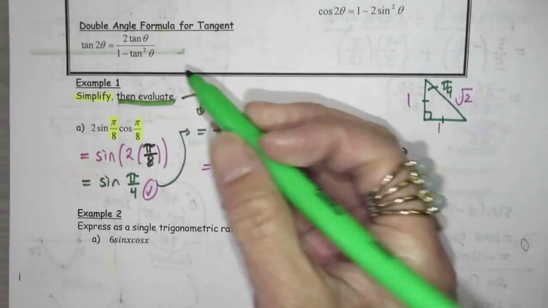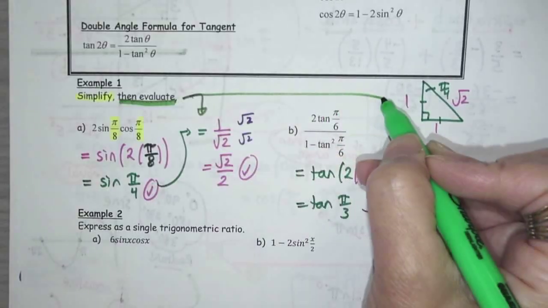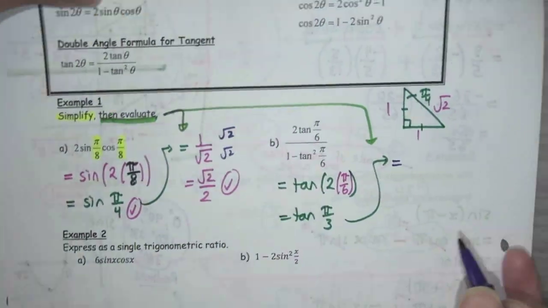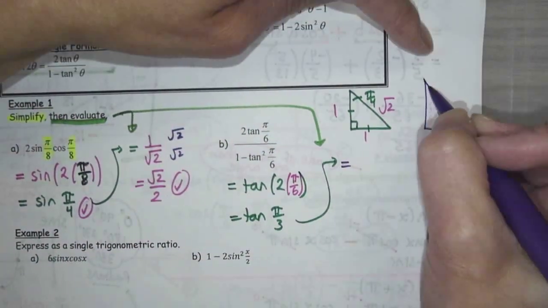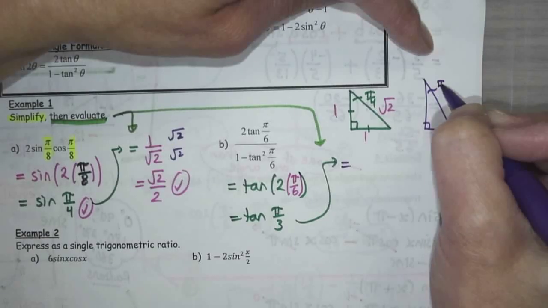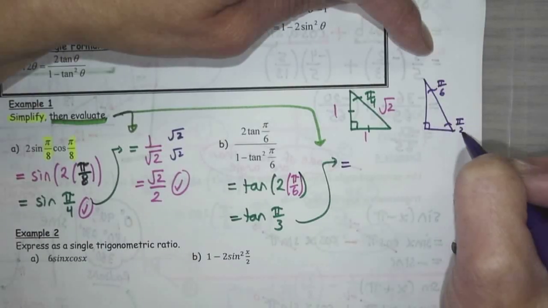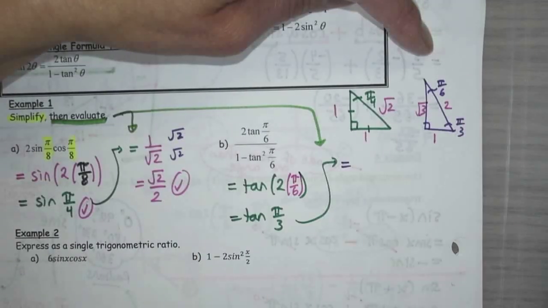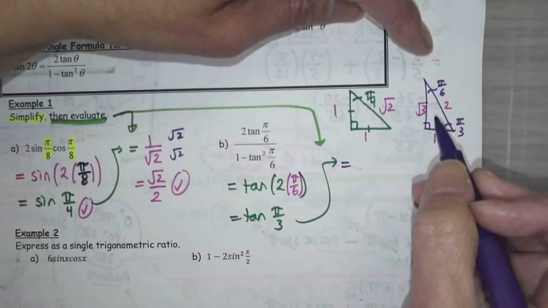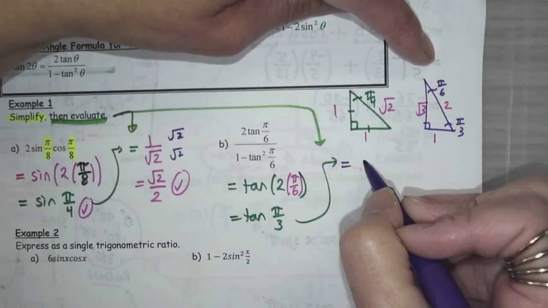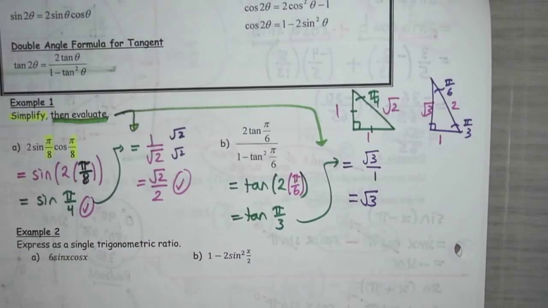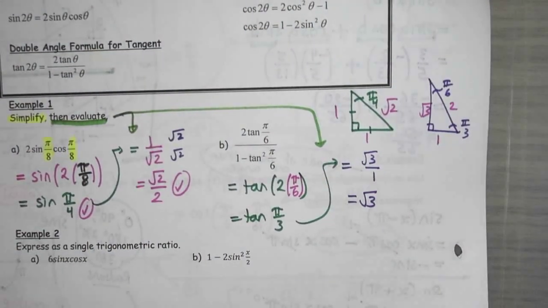So look, this says evaluate, which means I want you to for sure finish it off. And this would be equal to, and if I have my special triangle here, that's pi over 6, pi over 3. This is going to be 1, 2, root 3, and that's going to be pi over 3, so it'll be here, root 3 over 1. Don't leave it like that. I do want you to finish it as root 3. I know it's a ratio, but we want to finish it.